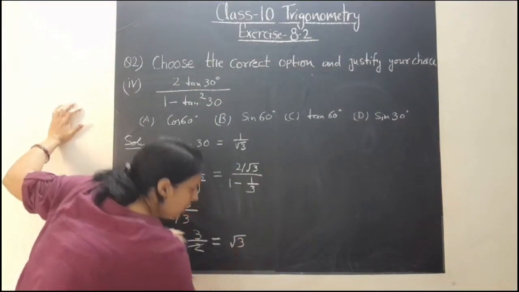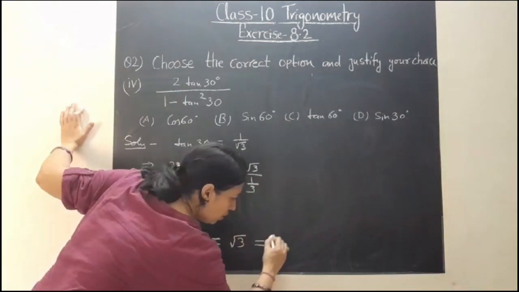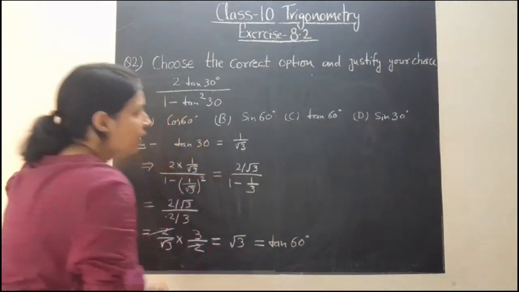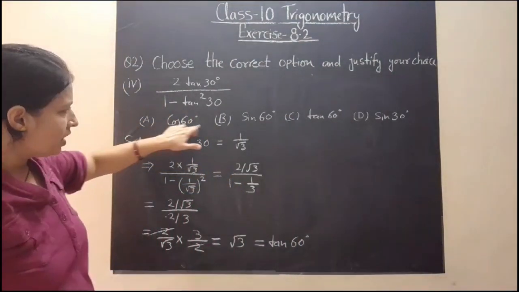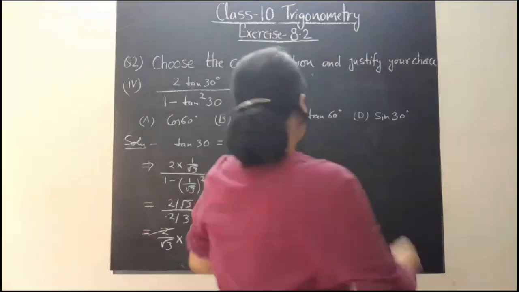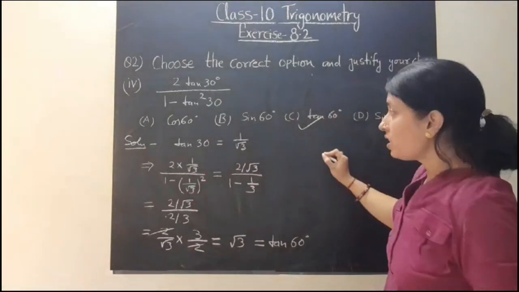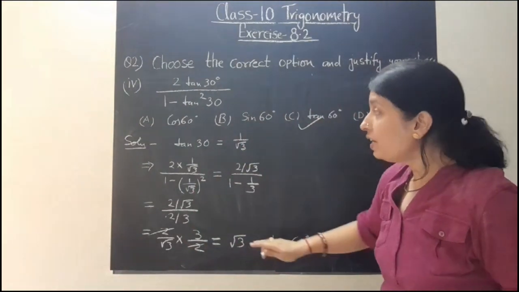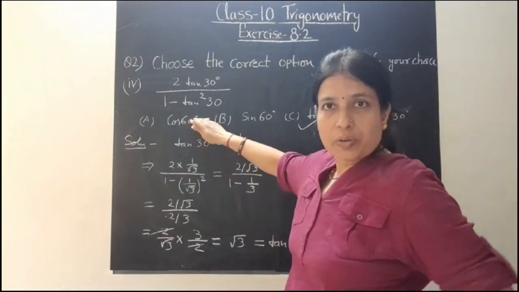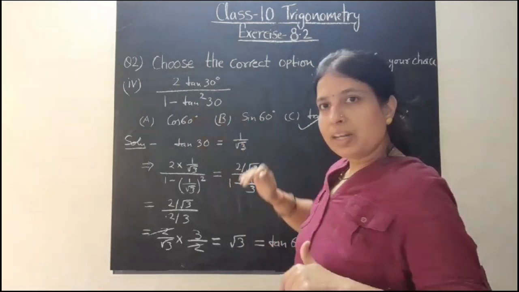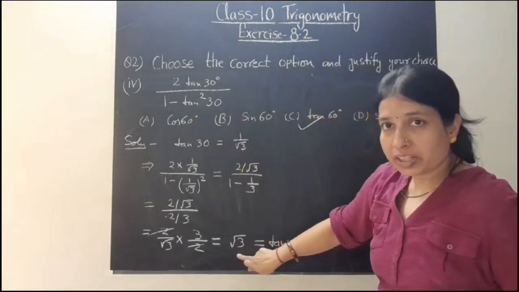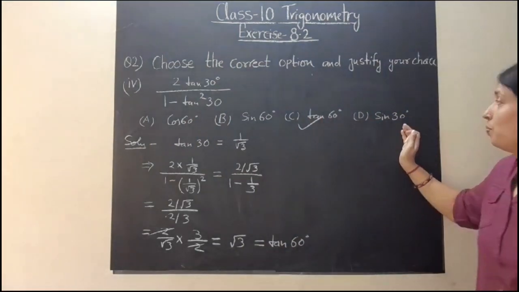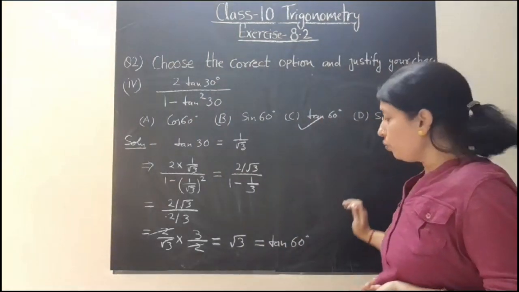What is the value of root 3? Root 3 is equal to tan 60. Tan 60 degree. Where is tan 60? Here cos 60, sin 60, tan 60. So this one is your right answer. Sin 60 is not root 3. Sin 60 is equal to root 3 by 2. Cos 60 is equal to sin 30, that is 1 by 2. So here it is root 3. So the answer will be tan 60. Sin 30 is not, because sin 30 is equal to 1 by 2.